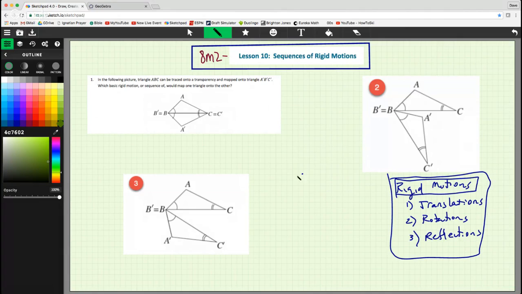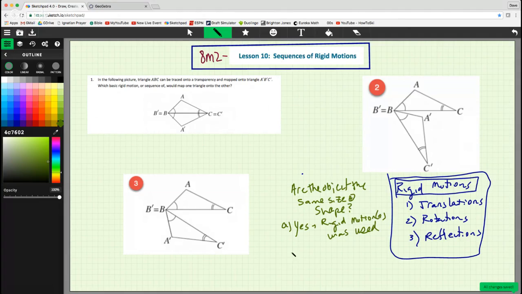The second thing to think about is, are the objects the same size and shape? If the answer to this question, are the objects the same size and shape, is yes, then rigid motions were used. A rigid motion means one or more. And then B, if the answer is no, then something else was done.